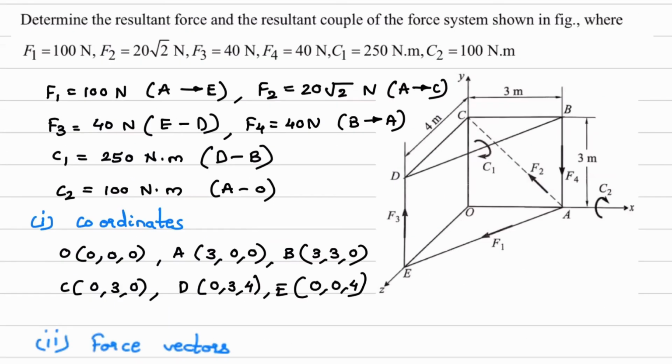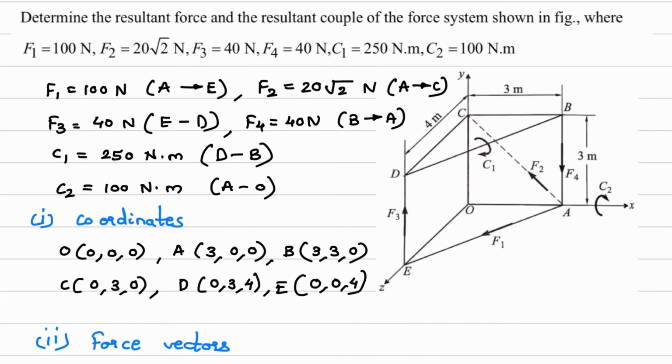We will go to the question again. What do we have to do in this question? Two steps are remaining. What are the two steps? Determine the resultant force and resultant couple of the force system. So we have to find R bar, the resultant force vector, and the resultant moment couple vector, which will be a summation. So these two things we have to find.